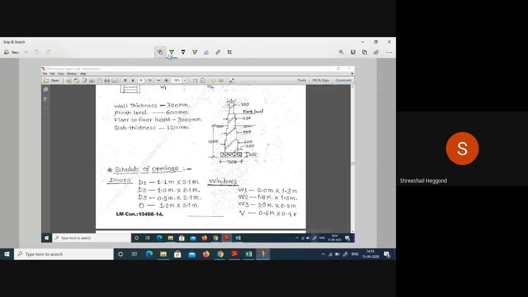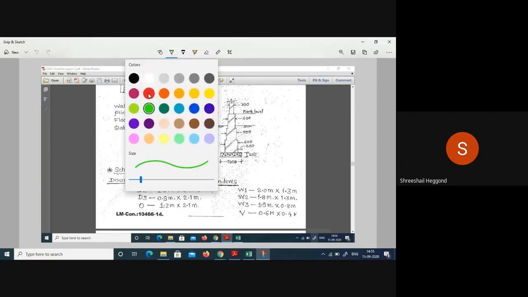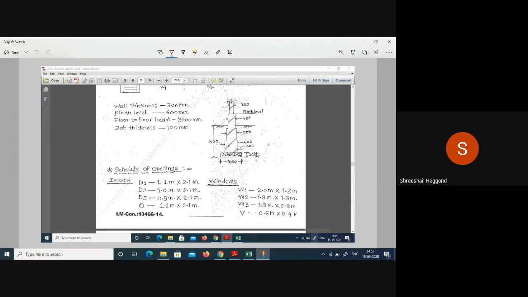Here, if you see the diagram, in this, the only PCC bed or the concrete bed height is given. This height you consider as 500 mm. And second footing also consider 500. The total is given as 1500.